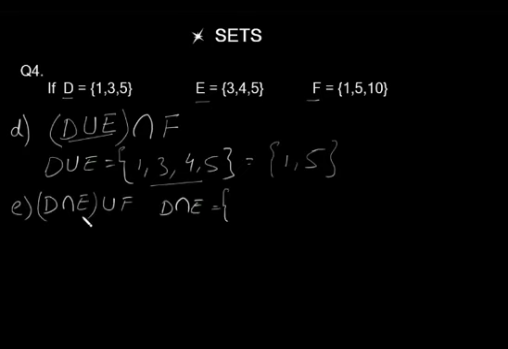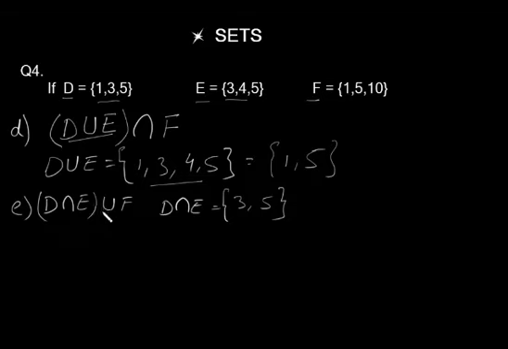In part E, you have to find D intersection E first, because this is in the brackets, and then whatever the answer, you will take the union with F. So let's find out first D intersection E. You have to take the common of these elements and the elements of E. So the common is clearly 3 and 5, right? So the answer will be 3 and 5.